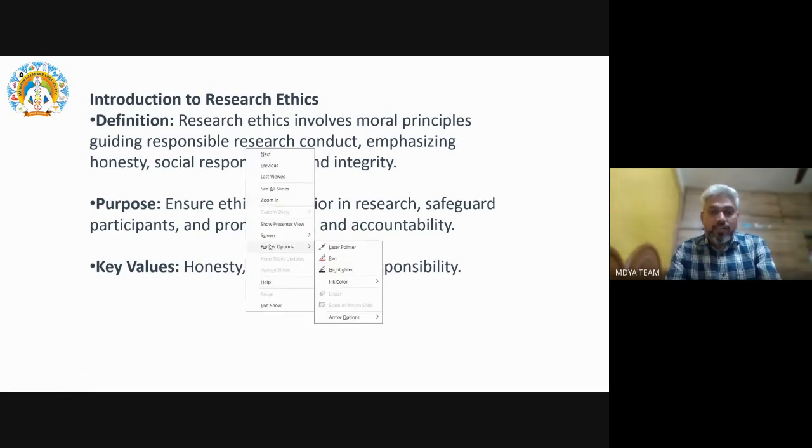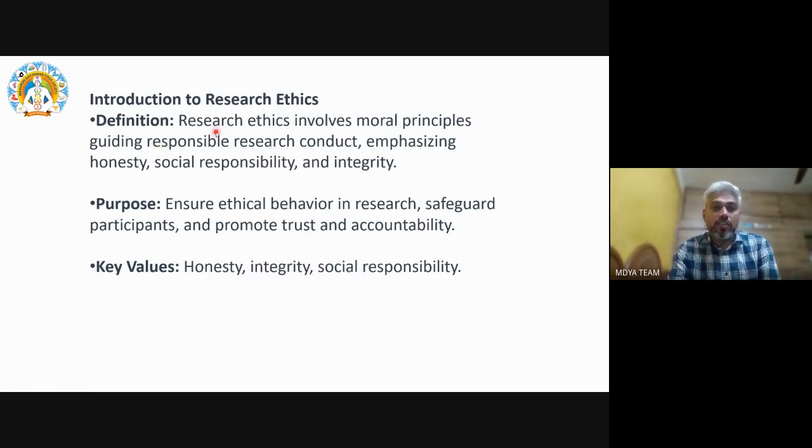The introduction of research ethics. First is the definition. It is very simple. Research ethics involves moral principles guiding responsible research conduct, emphasizing honesty, social responsibility, and integrity. So we have a moral principle guiding our responsibility to conduct research, emphasizing honesty, and we should have social responsibility and integrity.